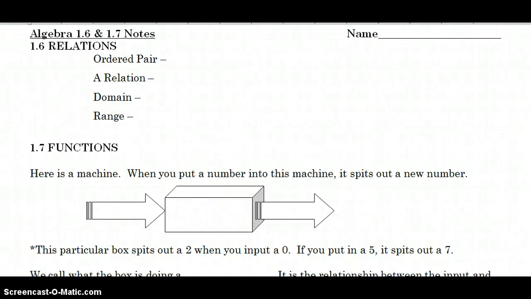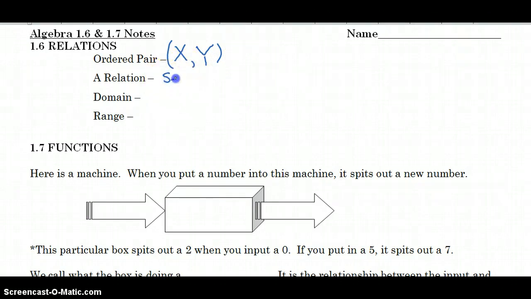Alright, Algebra. This is section 6 and 7 from chapter 1. We're going to first review some terms that you should have covered last year. An ordered pair looks like this. It's an X and a Y. It's usually a location on a coordinate plane representing a point.